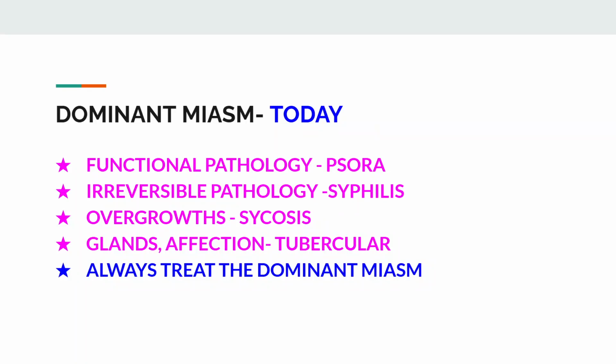The dominant miasm, as I told you, is present currently, today. Functional pathology indicates psora. Irreversible pathology indicates syphilis. If any overgrowths are present, it indicates sycosis. Gland affection indicates tubercular miasm. Always treat the dominant miasm first.